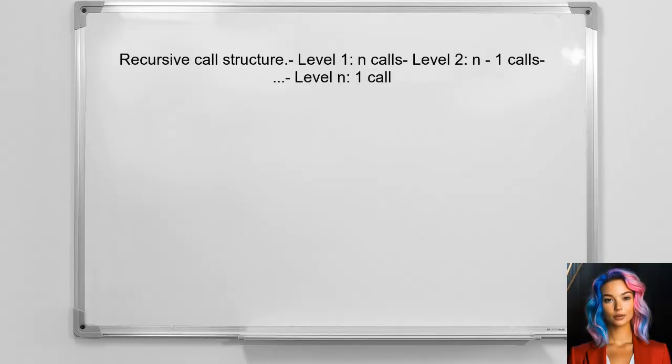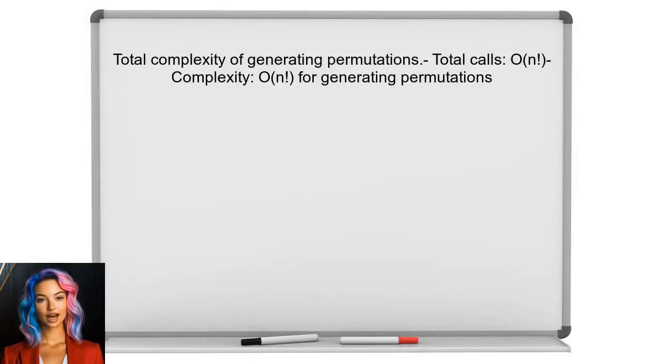Now, the user should realize that in each recursive call, the algorithm processes a string that is one character shorter. This leads to a total of n recursive calls at the top level, n minus 1 at the next level, and so on, down to 1. As a result, the user can see that the total number of calls made by the algorithm is n factorial, multiplied by the number of characters processed at each level. This gives us a complexity of O(n factorial) for generating the permutations.